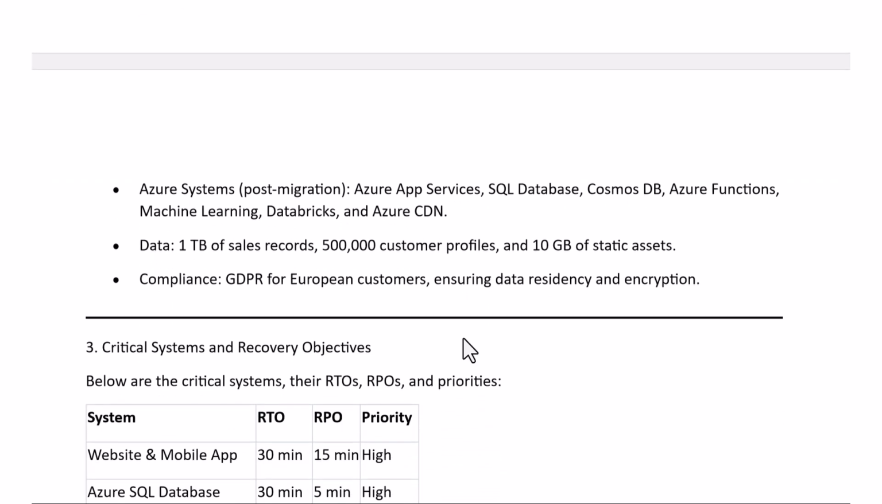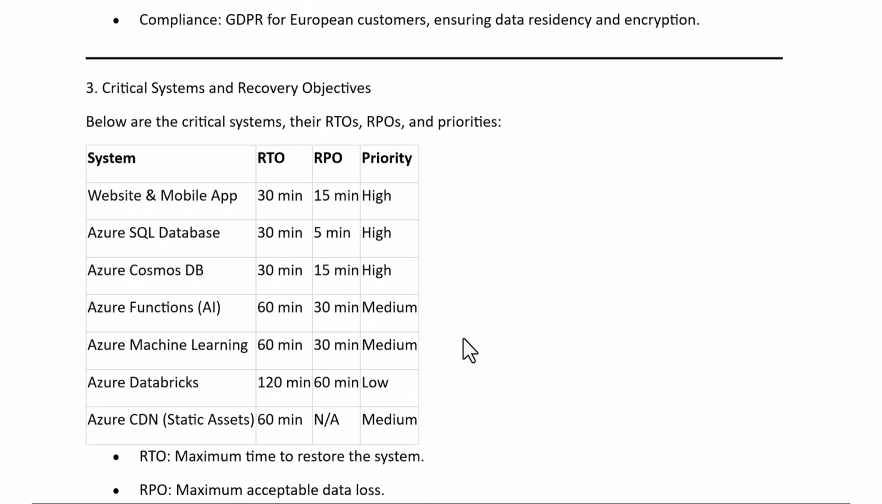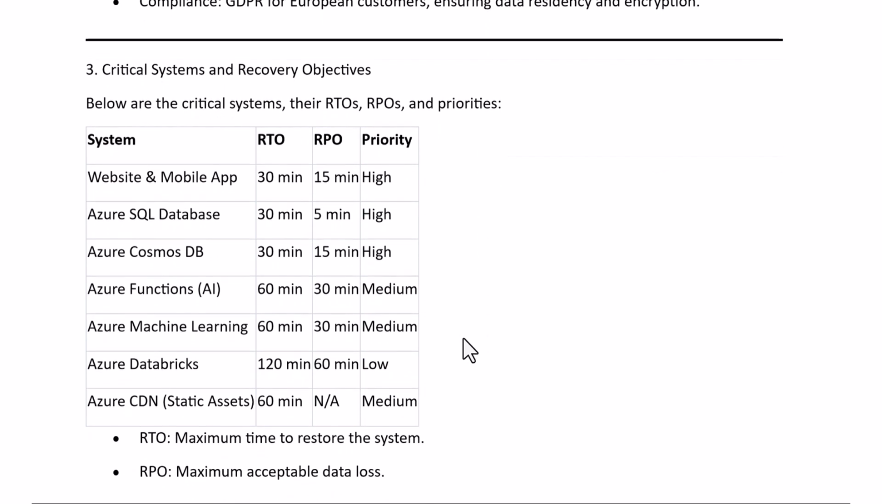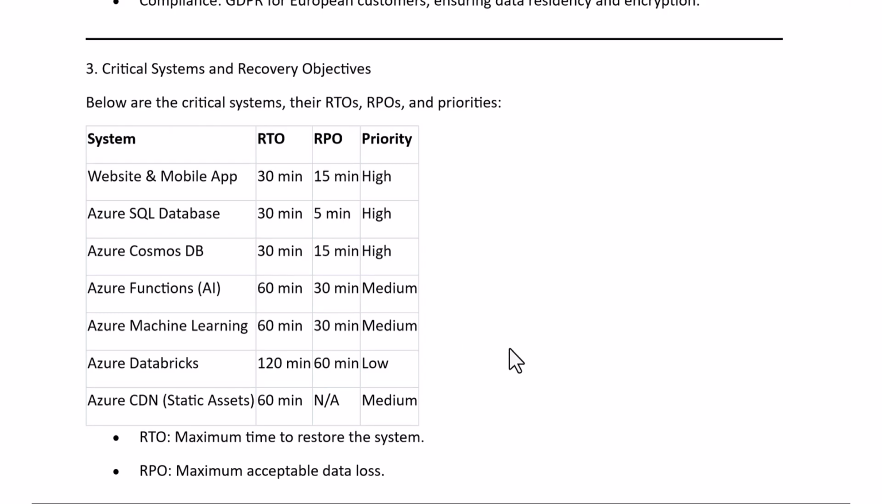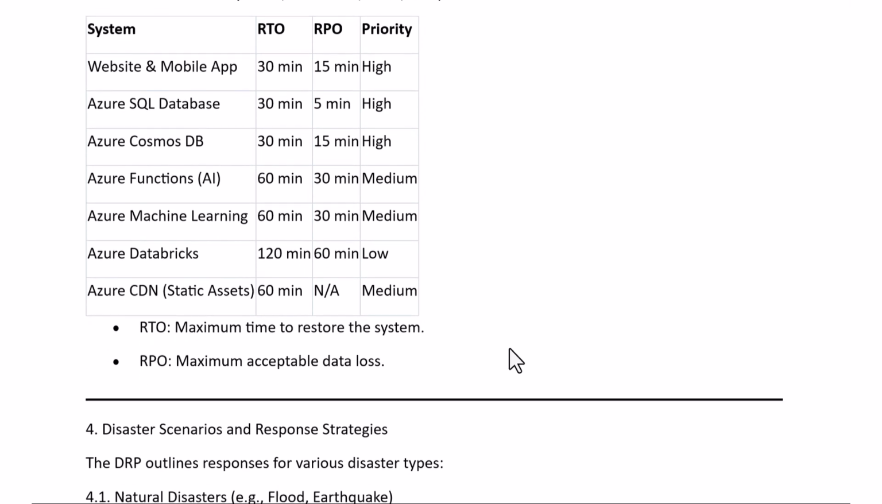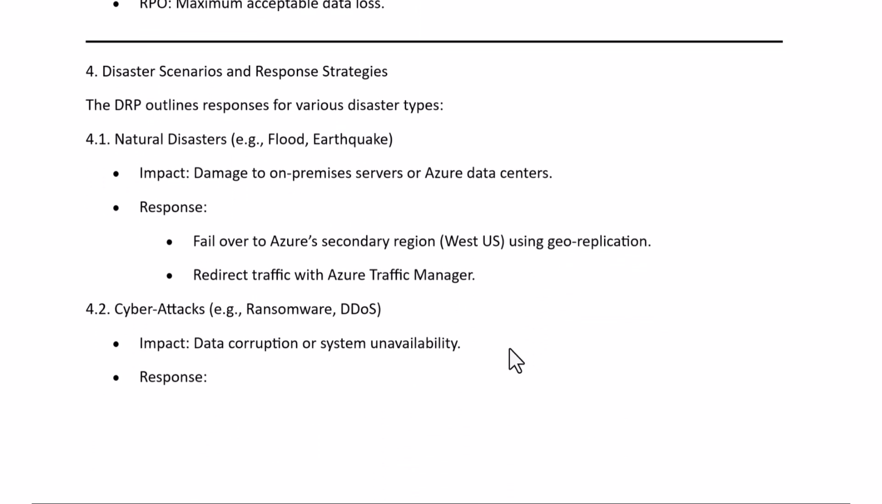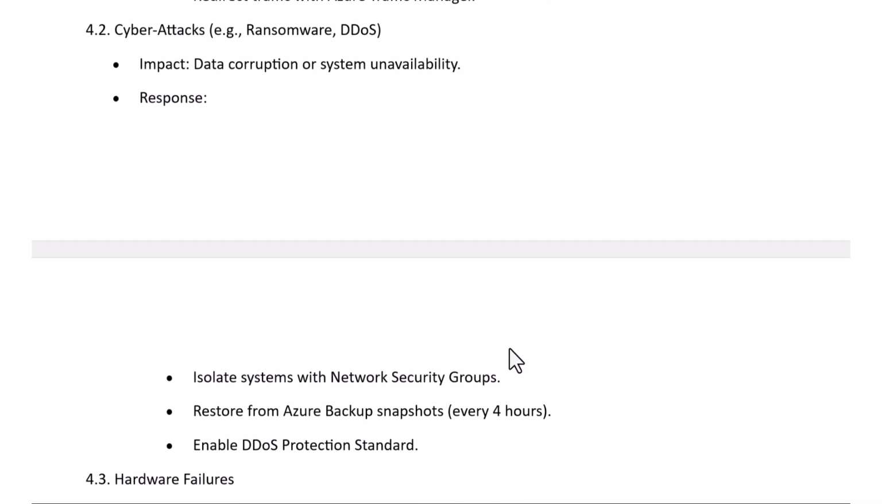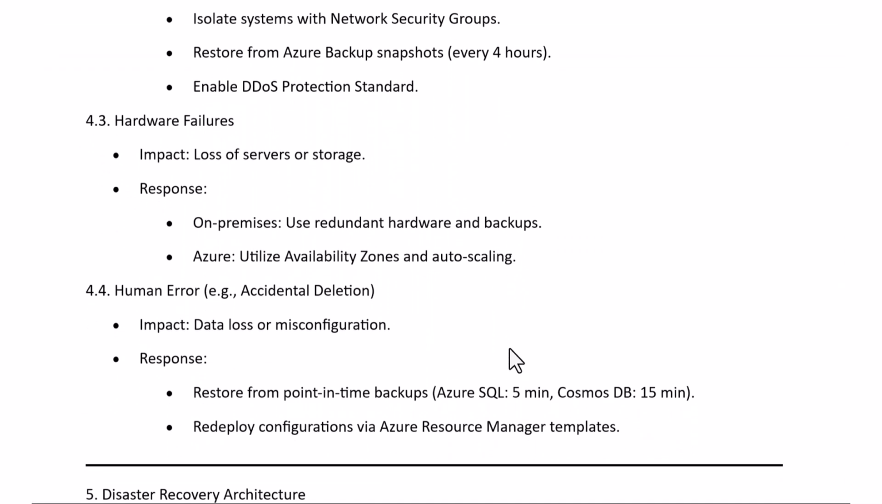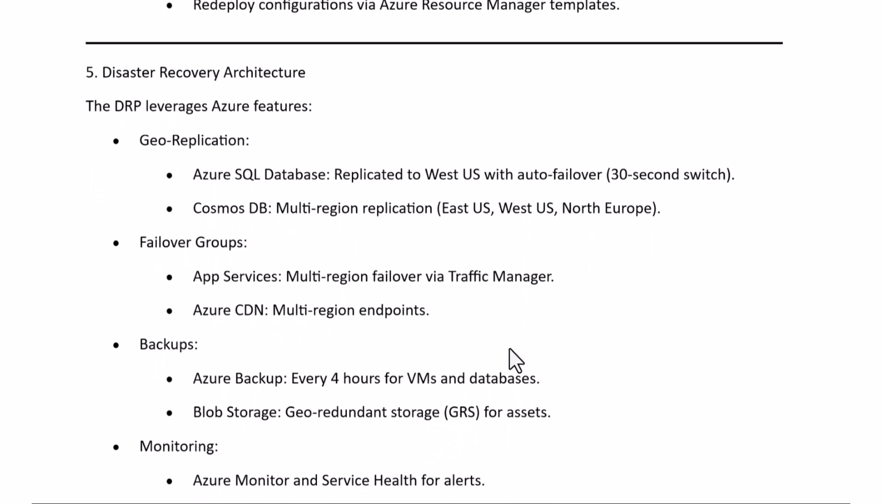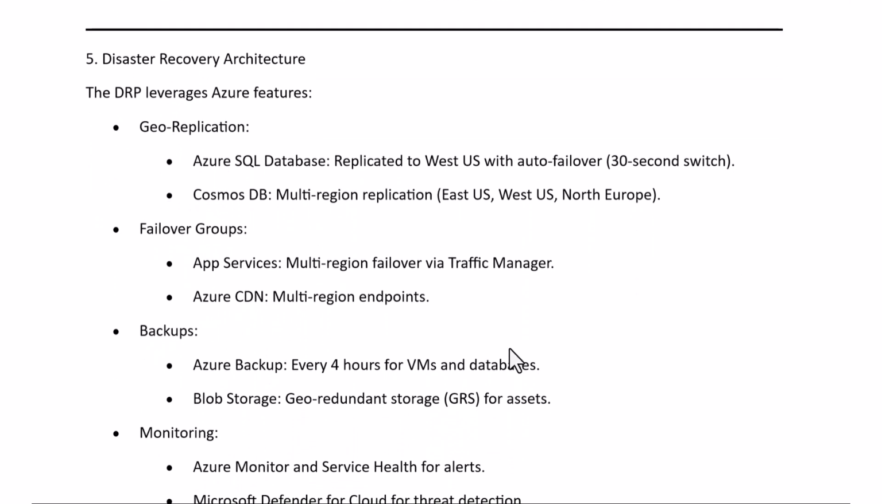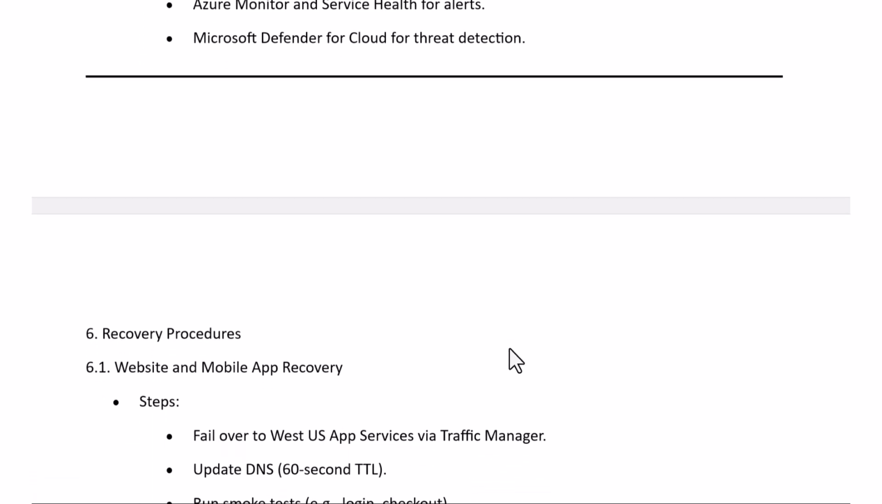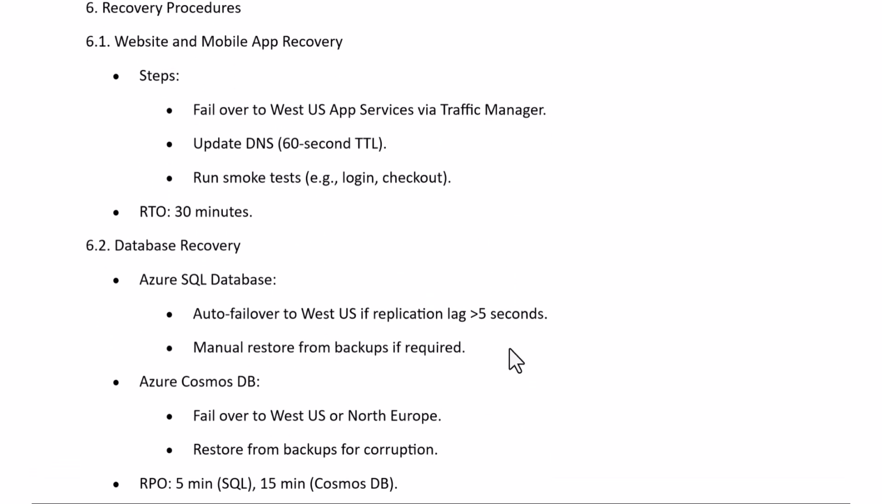Why it matters for Zoran Trend Retail? The DRP is essential for the cloud migration, ensuring operational continuity, data protection, customer trust, and cost savings. It maintains 99.9% uptime, restoring services within 30 minutes, limits data loss to 15 minutes for 10 million sales records and 500,000 customer profiles, ensures GDPR compliance, and prevents significant financial losses.